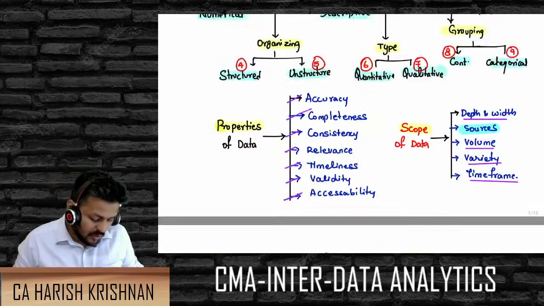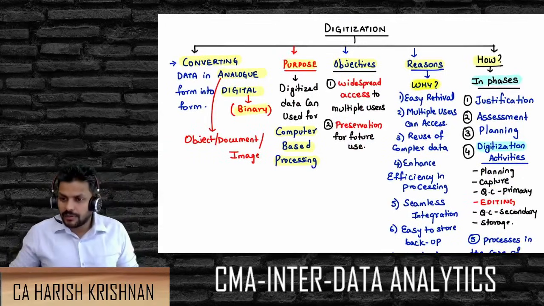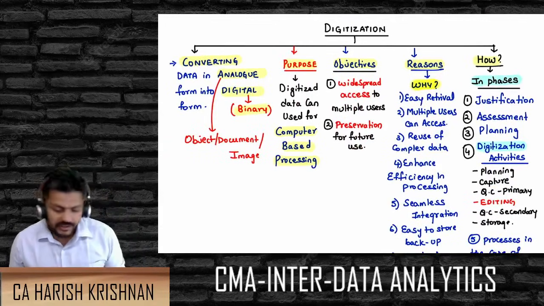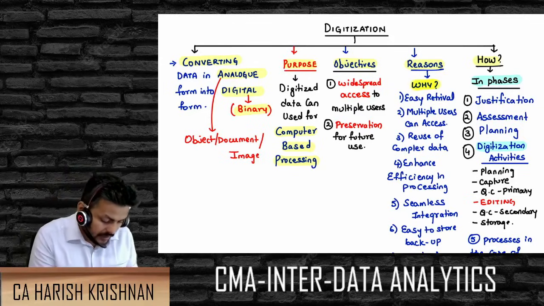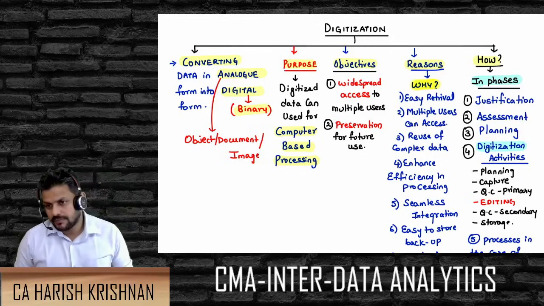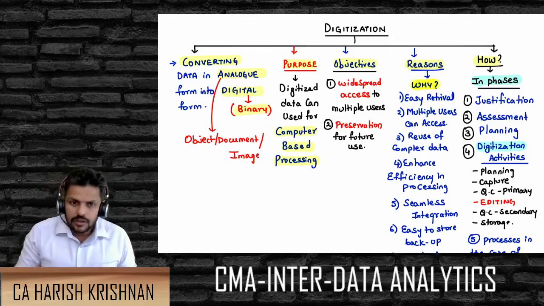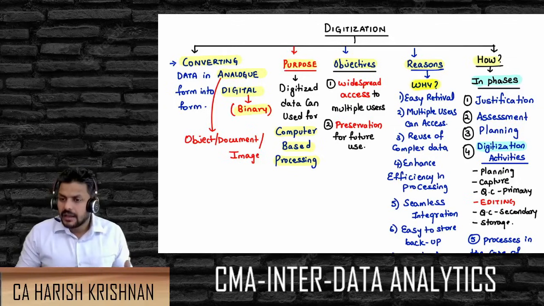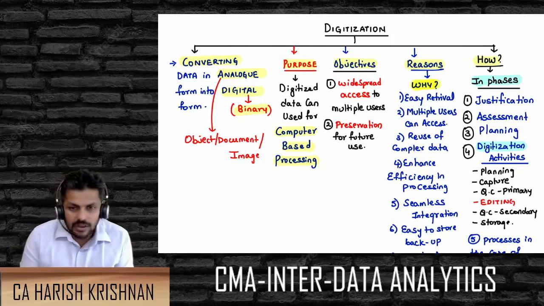So on that note, let me move on to the next topic, guys, which is called digitization. So first one was data, information, and knowledge. I hope you are clear. Now let us move on to digitization. Digitization means converting data from analog form into digital form. Analog means it is in the form of a document, image, or an object. The old-school version of keeping data in physical form is called analog, but today we are storing it in the form of zeros and ones, which is binary or digital data.